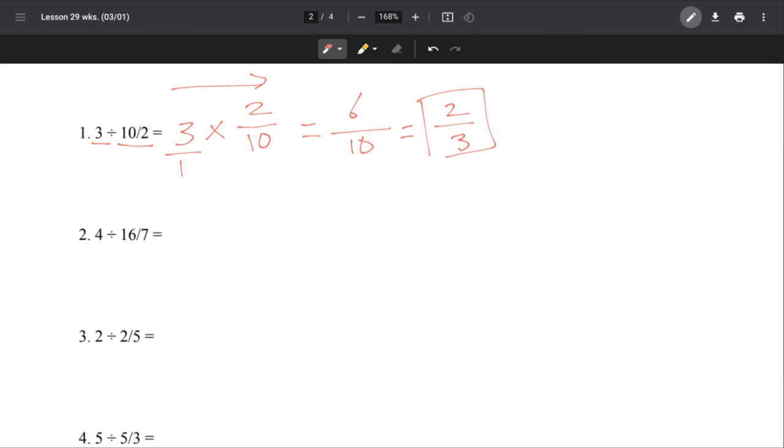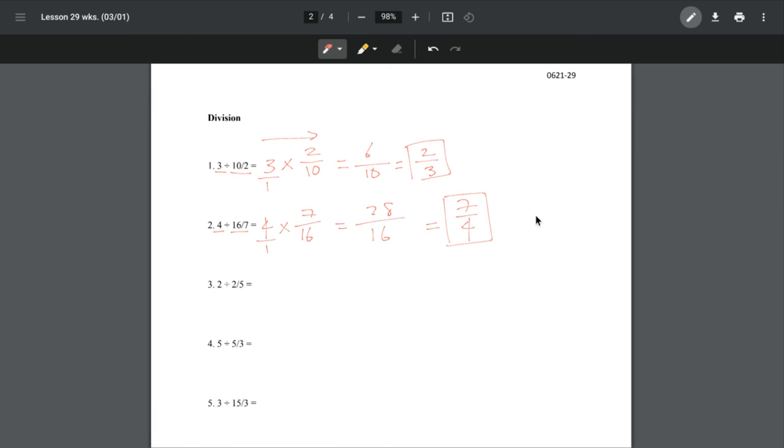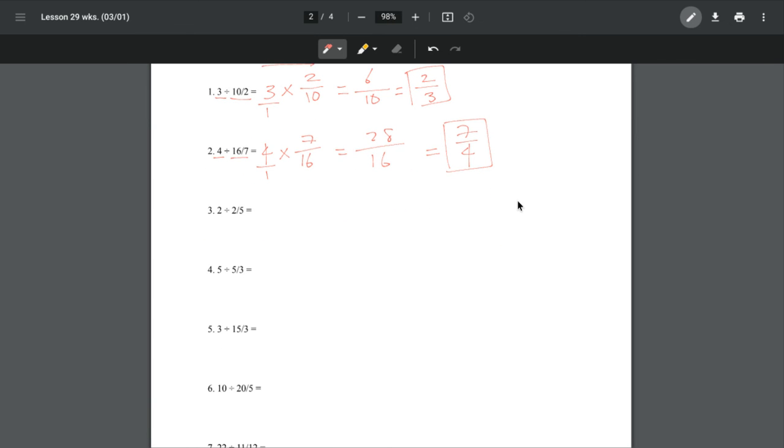Let's look at number 2. We have 4 divided by 16 over 7. And so again, we know that that could be written as 4 times 7 over 16. And again, there's 1 on the bottom. 4 times 7, that's 28 over 16. And then that could be reduced to 7 over 4. Okay? So that's it.